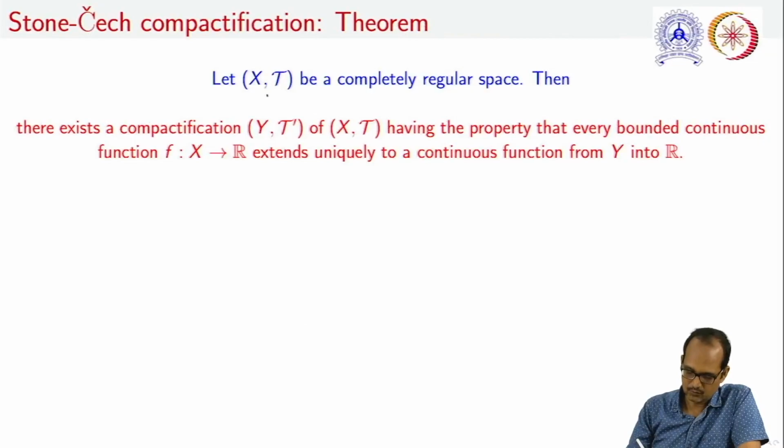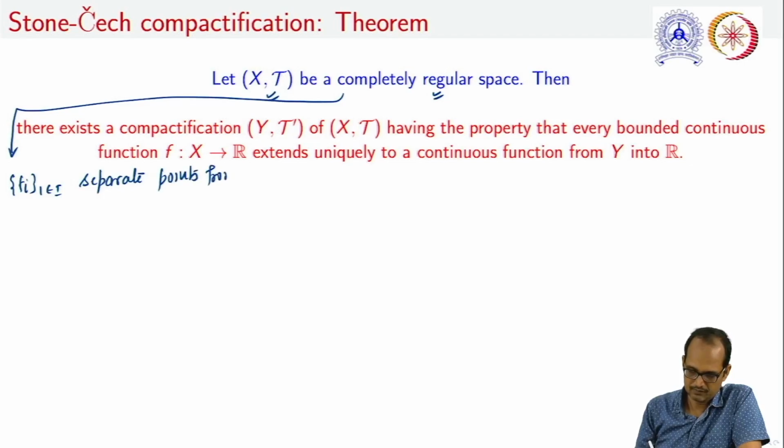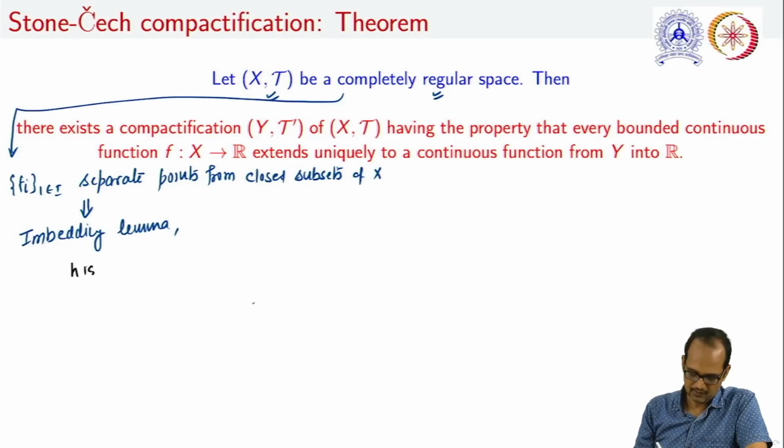Now as this topological space (X, tau) is a completely regular space, from here what we can deduce is that this family fi, i belongs to I, will separate points from closed subsets of X. And if this is the case, now we can use the embedding lemma, and by using the embedding lemma we can conclude that h is an embedding.